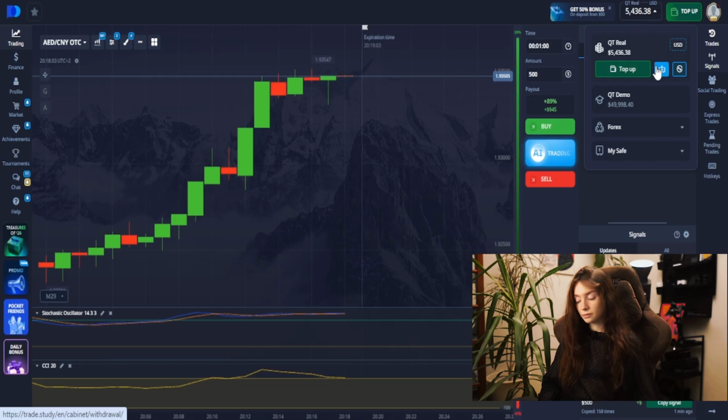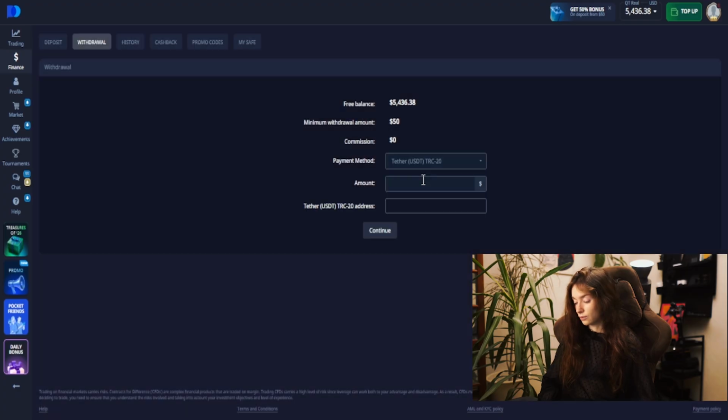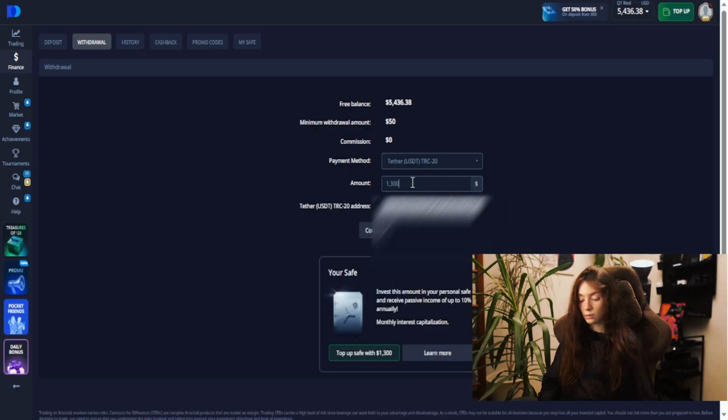For withdrawal, I enter my wallet here and withdraw $1,030.